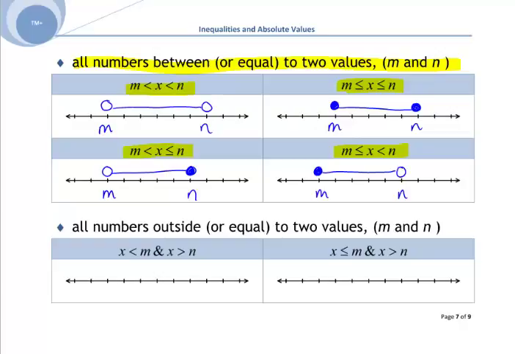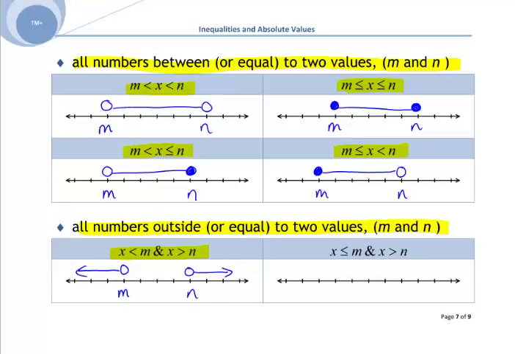Okay. The other option is that it can be numbers outside two values, m and n. So x is less than m, or x is greater than n. Okay? So if I have m here and n here, x can be less than m, or it can be greater than n.